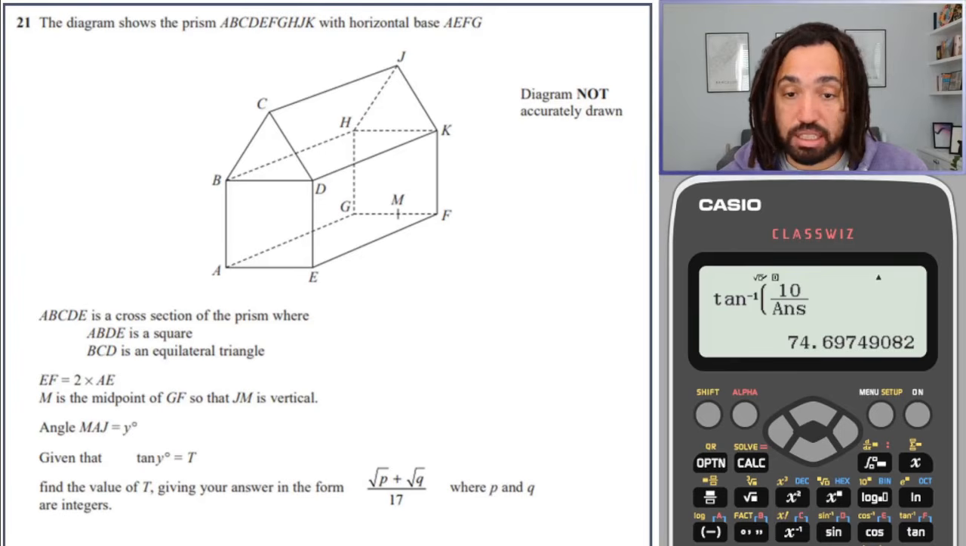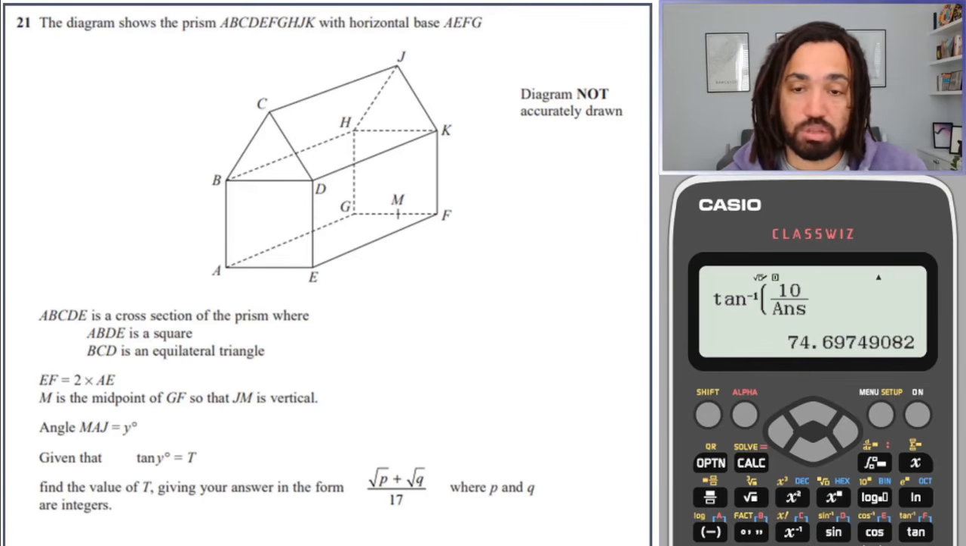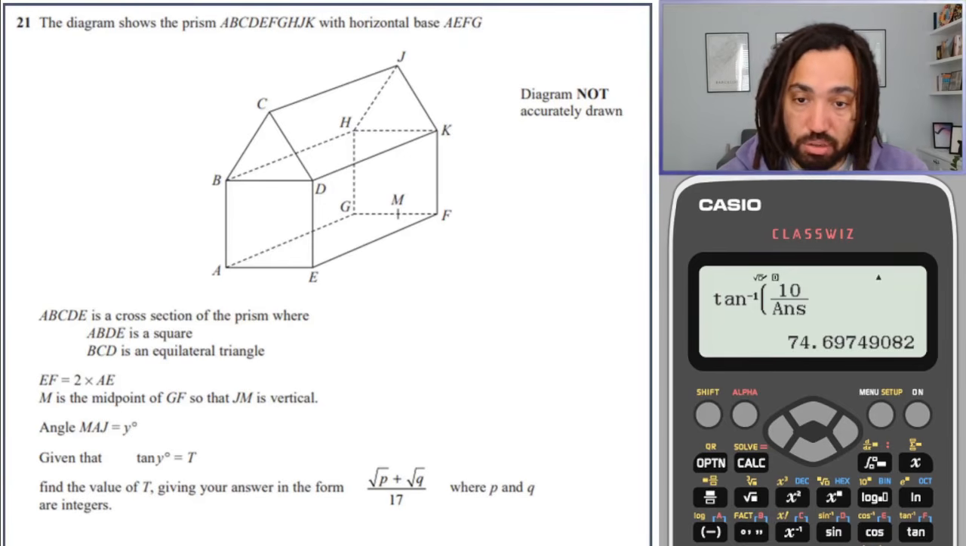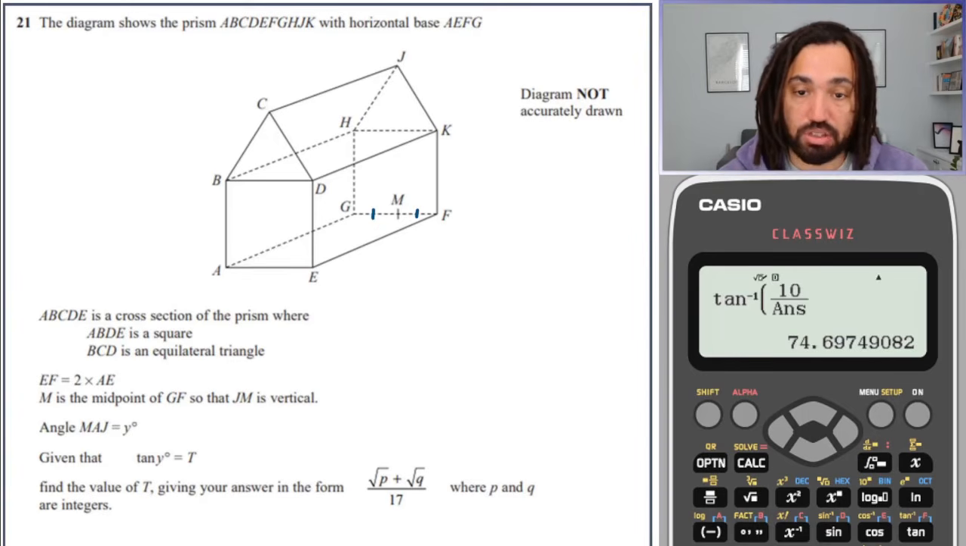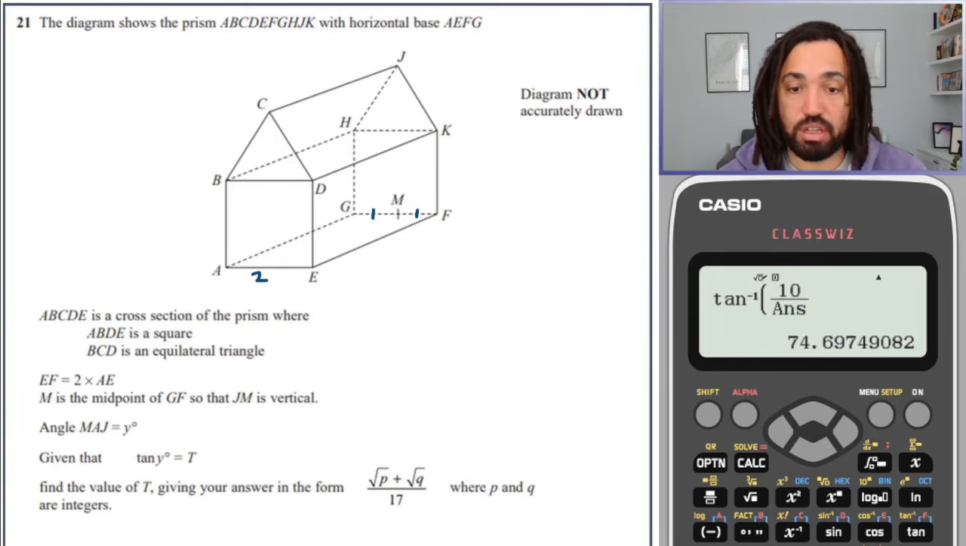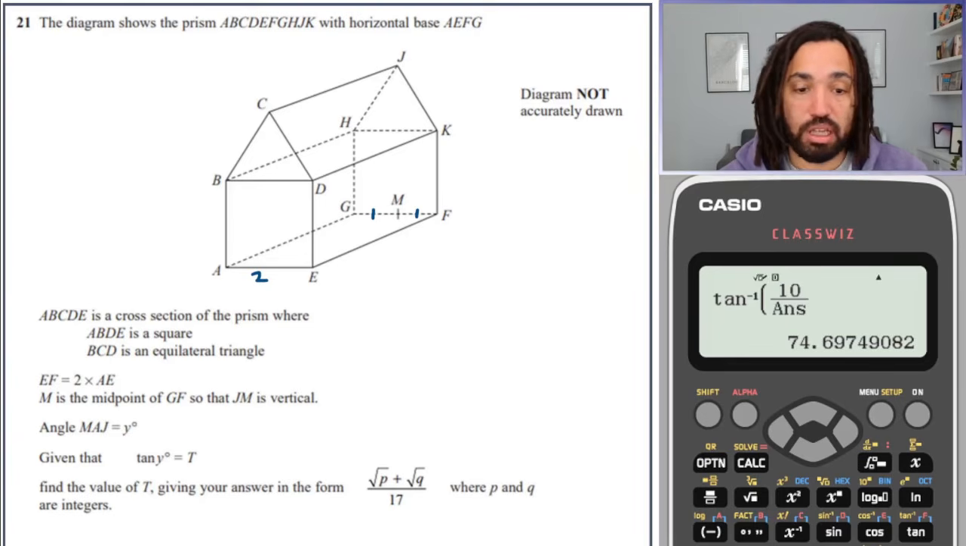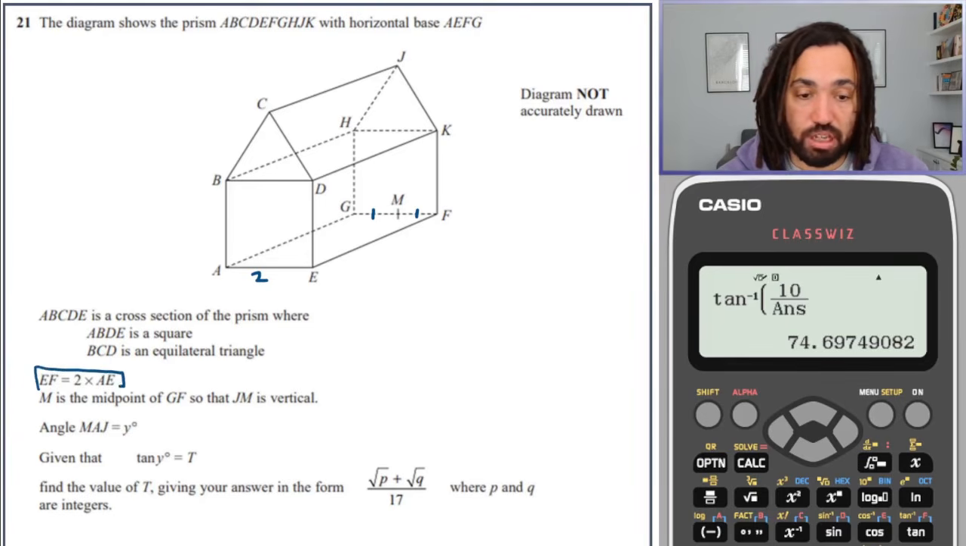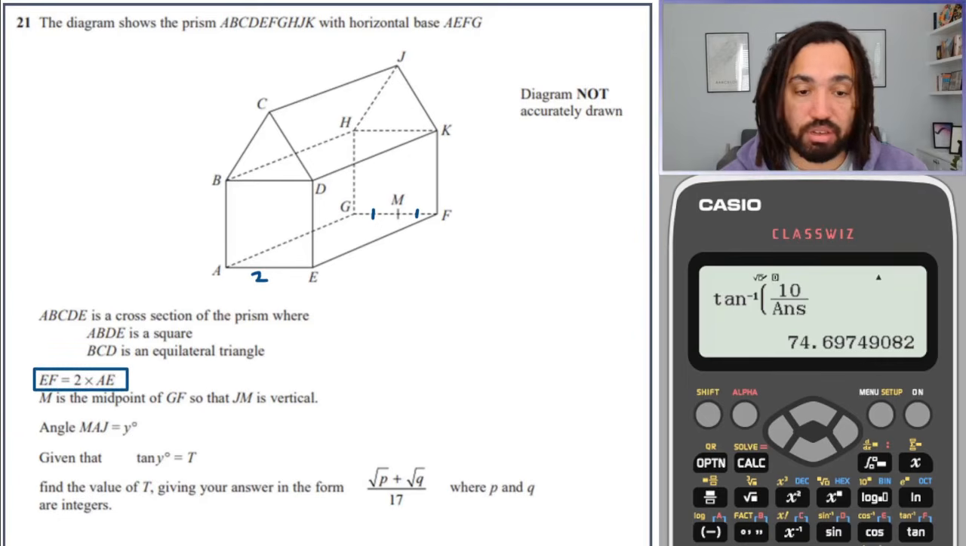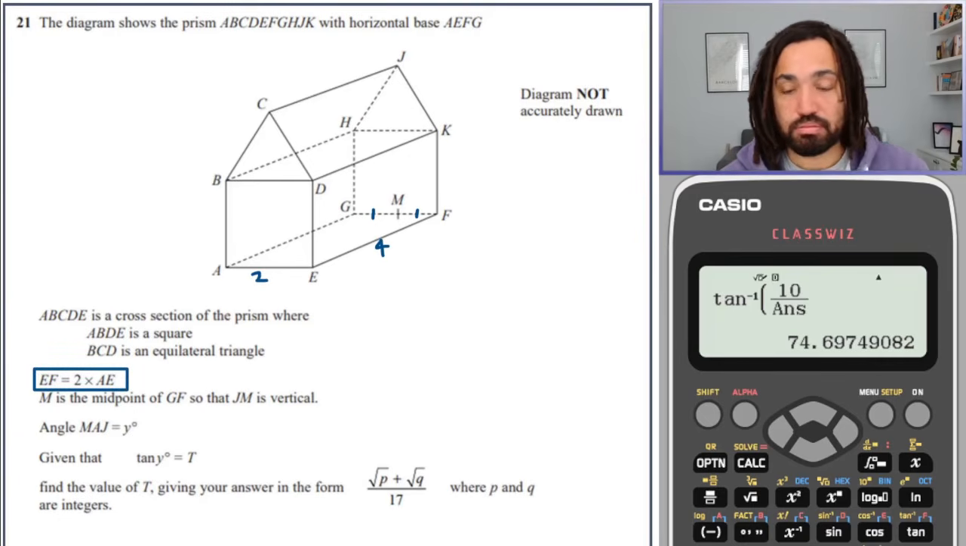And it says that EF is 2 lots of AE. Okay, now we're also going to be splitting GF in half. We can see the midpoint there. So what I'll do is I'll attribute some side lengths. I'm going to call this side here 1 and 1 either side, which means that the whole length across the base is 2. And because EF is 2 times 2E, it means this side length will be 4.